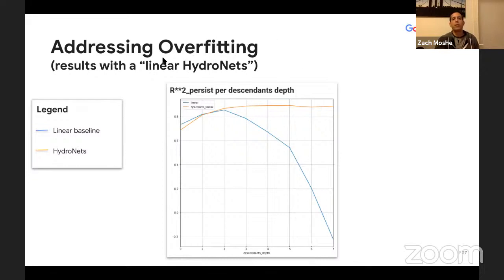Again, I will just mention that these results are with the linear HydroNets, okay? Because that's not really the HydroNets that we are playing with going forward.